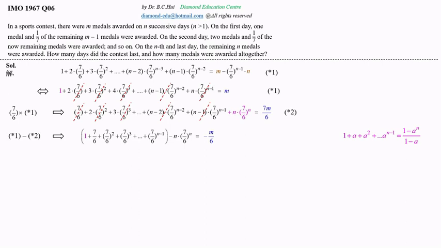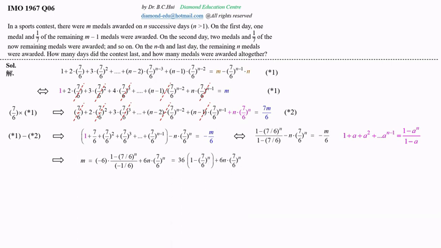By means of a well-known identity, we can further simplify and obtain an equation in terms of n for M. So M equals 36 plus (n minus 6) times 7 to the power n over 6 to the power n minus 1.